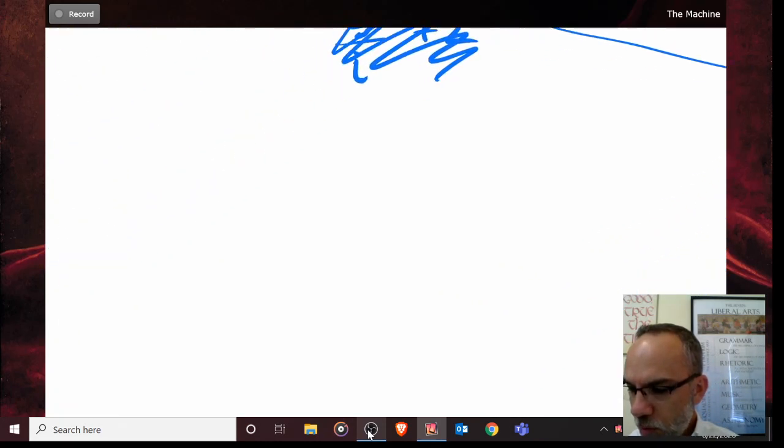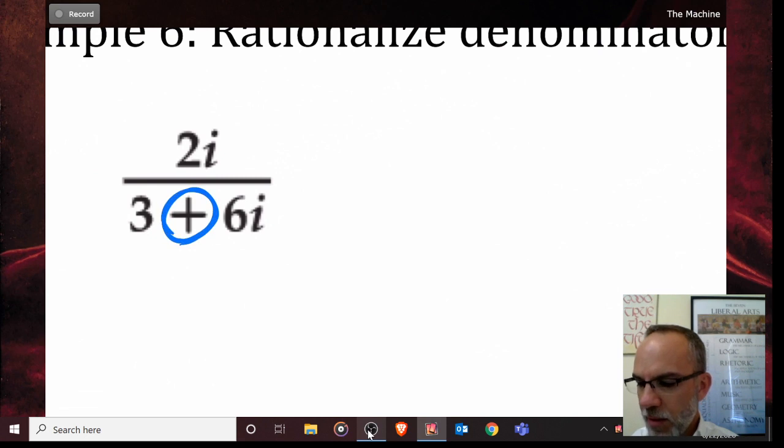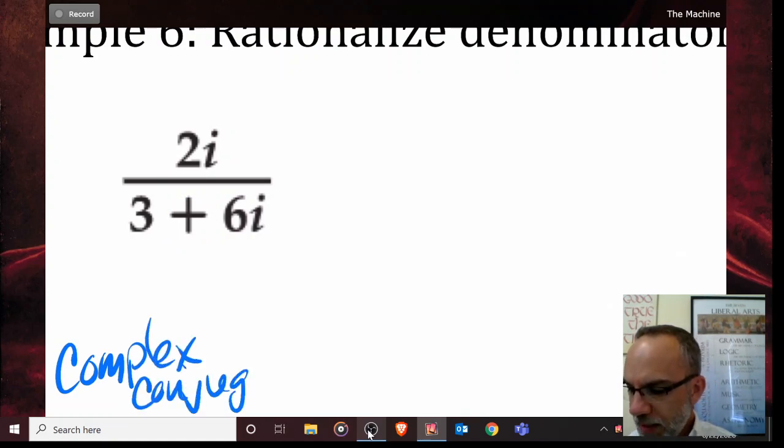How would you do one with a plus sign in the denominator? Oh no, that's even more complicated. What you're going to do is multiply it by the complex conjugate.